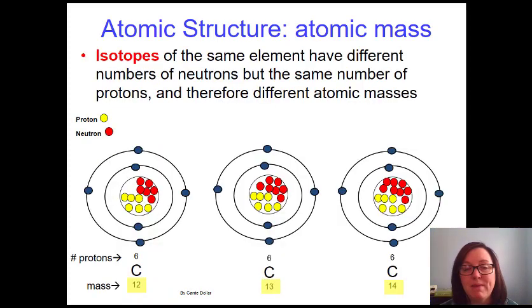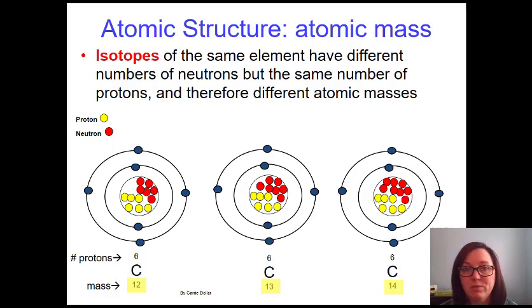When talking about atomic mass, I think it's important to talk about a concept called isotopes. Isotopes are different versions of the same element. They're all the same element because they all have the same numbers of protons. But what's different about them is their numbers of neutrons. And because protons and neutrons determine the atomic mass, these different isotopes have different atomic masses.